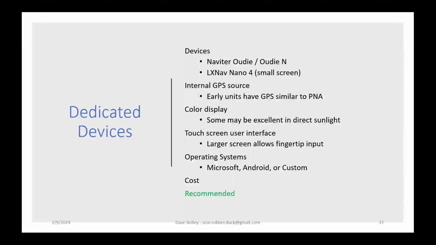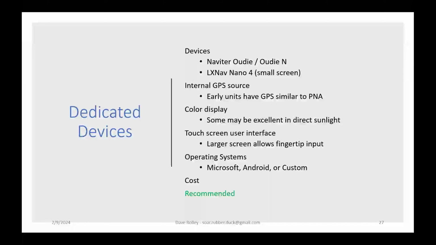Generally, it's an internal GPS source with these guys. Some of the very early ones had the automobile GPS chip in there, which wasn't great, but it was still a good GPS chip. Color displays, some of these are excellent in sunlight. They've been evolving, and that's good. Touchscreen user interface, larger screens like the ODN will allow fingertip input. The ODI itself has a resistive touchscreen, so your finger can be a little bit big, and a stylus actually works a little better.